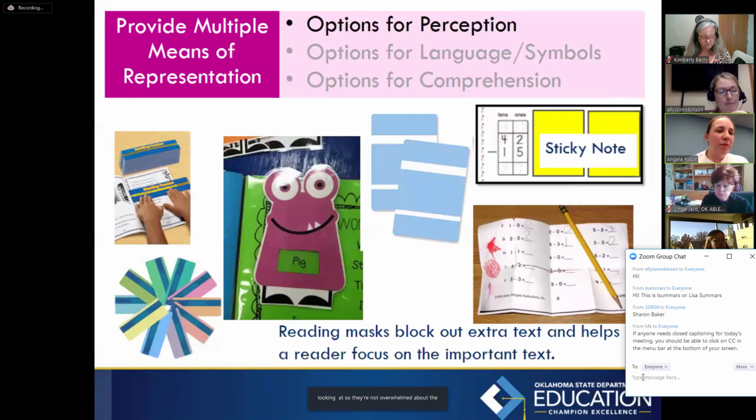So even when you're thinking about middle school or high school students, something as simple as using sticky notes to minimize the external amount of information, or on the bottom right-hand side, we see just a paper folded in different areas to just focus on problems 1 and 2. We'll get to the rest a little bit later, or folding a paper in half and saying, okay, just complete the first half of the paper. We'll do the rest at a different time. So that was the intent behind options of perception within the reading masks example.